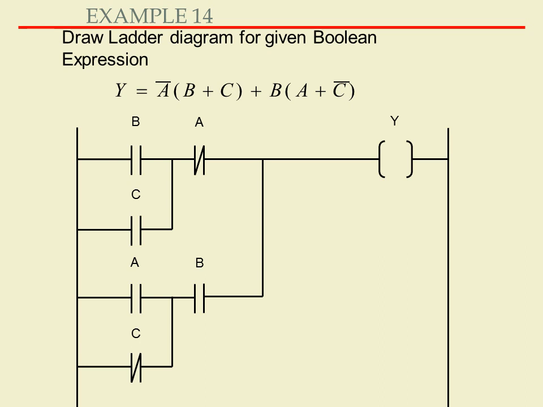Next, plus b into a plus c bar. a plus c bar is represented as a parallel to c bar. Here a is an open switch and c is a closed switch, since it is c bar. Then into b, so that is in series with that b. So whatever is the output of this combination will be reflected to the output device y.